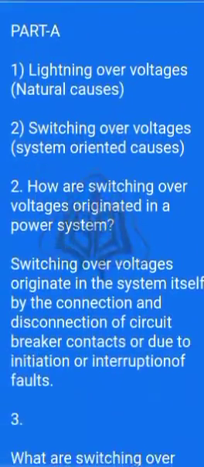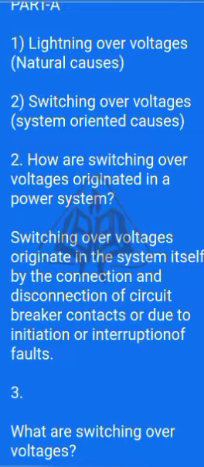2. How are switching overvoltages originated in a power system? Switching overvoltages originate in the system itself by the connection and disconnection of circuit breaker contacts, or due to initiation or interruption of faults.